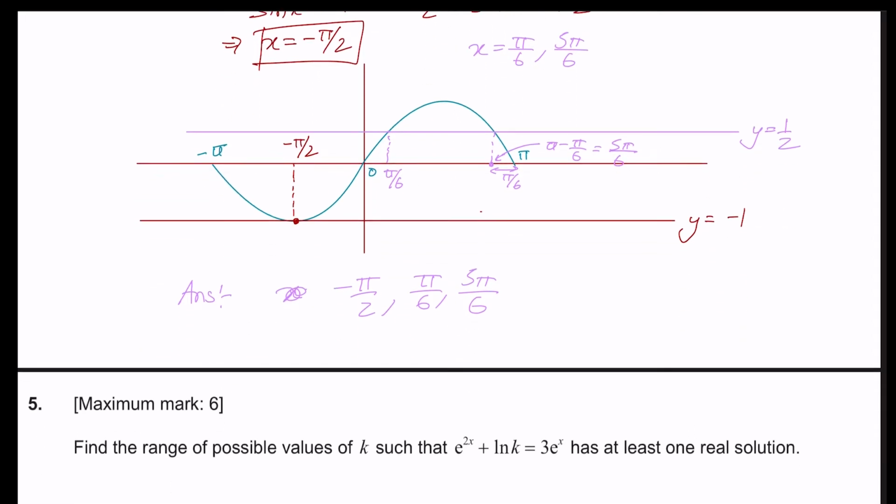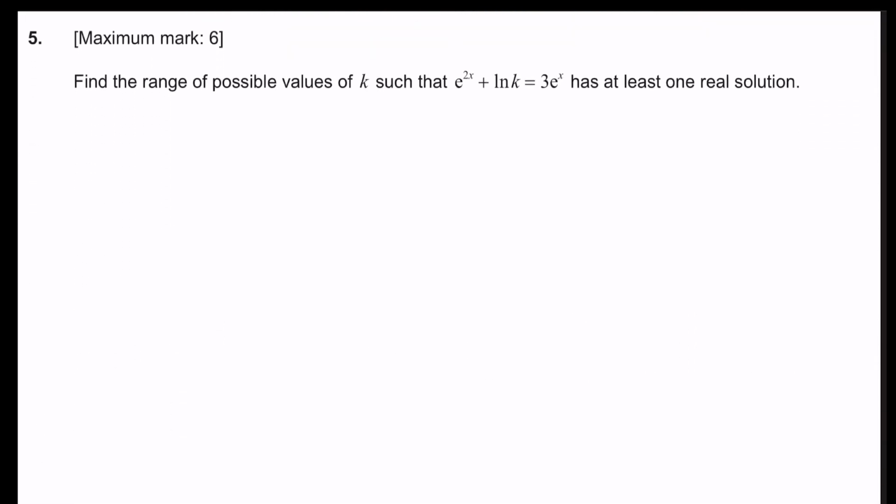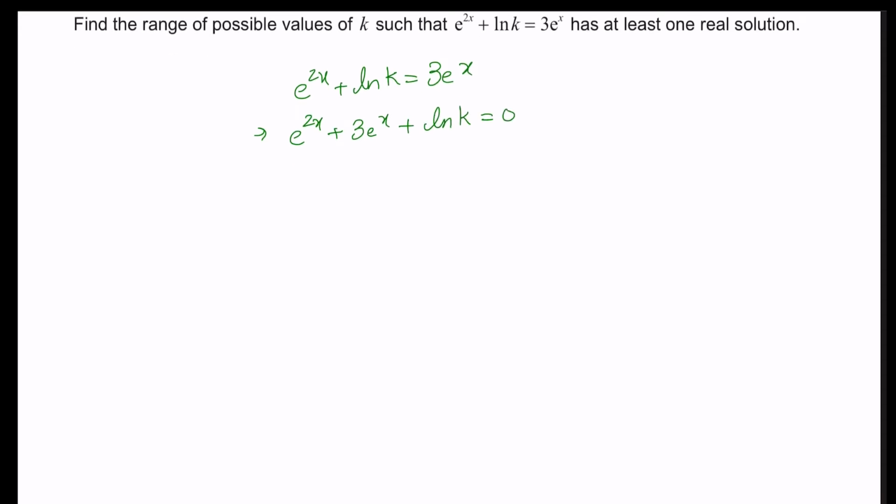Now let's move on to question 5. In question 5, we have to find the range of possible values of k such that this equation has at least one real solution. So we'll start by rearranging the equation. This looks like a quadratic type equation, so we can just take e to the power x as t. We can use this substitution to make it t squared plus 3t plus ln k, right?